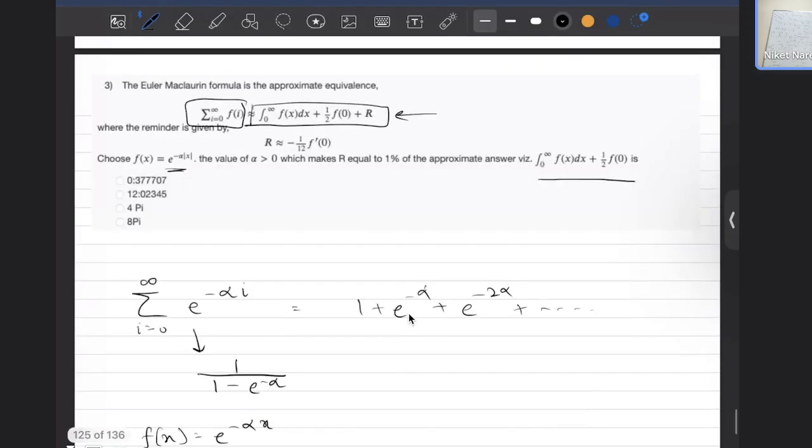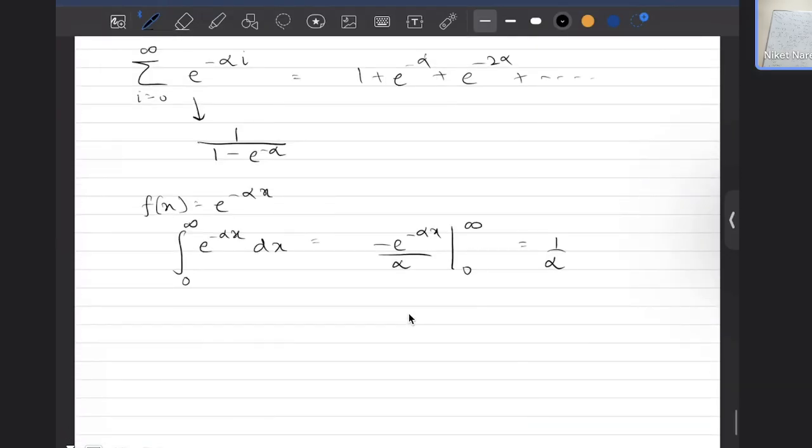All right. And what is f of 0? f of 0 is just 1. So half into f of 0 is just 1 by 2. So the right hand side is basically half plus 1 by alpha. This is the approximation.